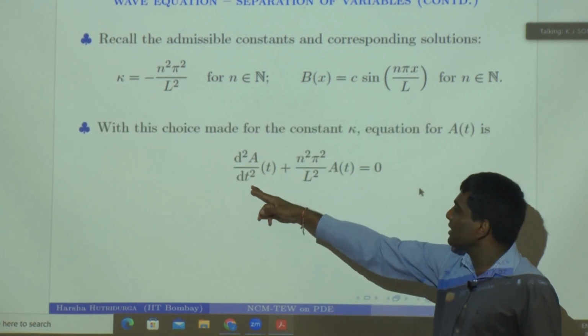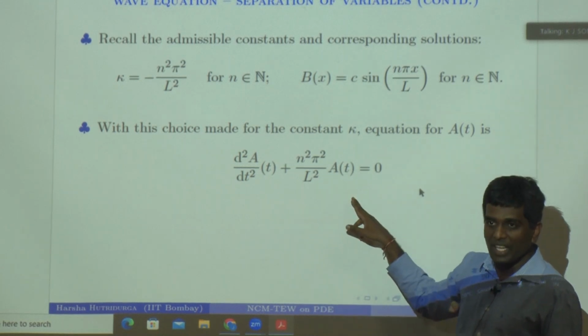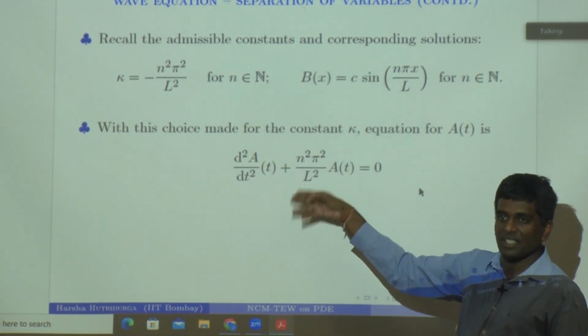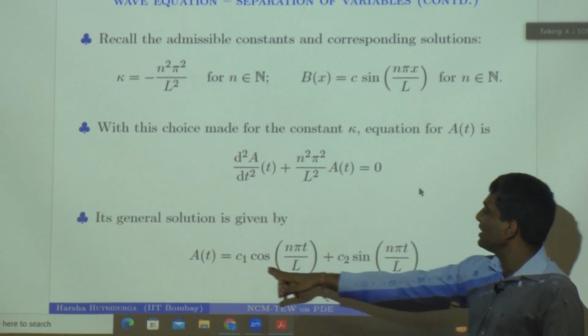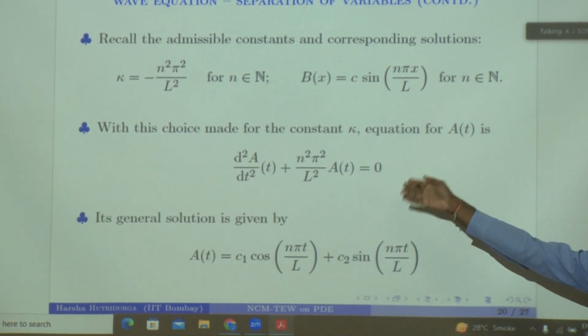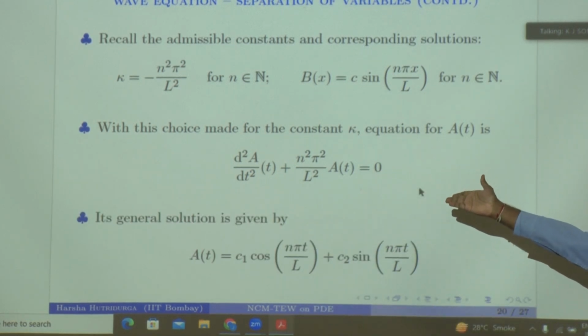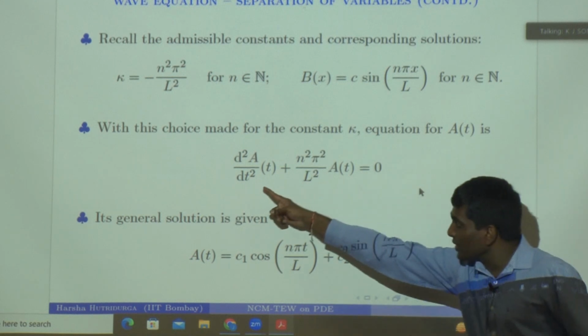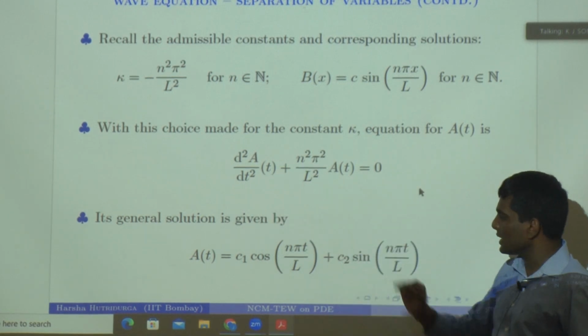So that brings an equation for A, and this you can solve again. There is a general solution that you can write down, which we just wrote down earlier. This is exactly the same thing: the linear combination of sine and cosine, but in the t variable now, because this is a differential equation in the t variable. So you get this.